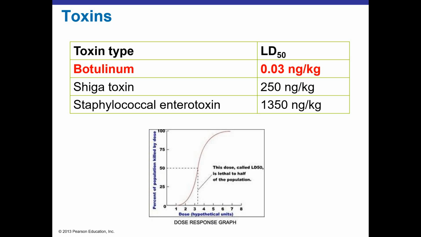Shiga toxin from Shigella, which causes a nasty GI disease, is kind of moderate, 250 nanograms per kilogram. And the staphylococcal enterotoxin that causes staphylococcal food poisoning takes a much larger dose, 1,350 nanograms per kilogram, in order to cause the disease.